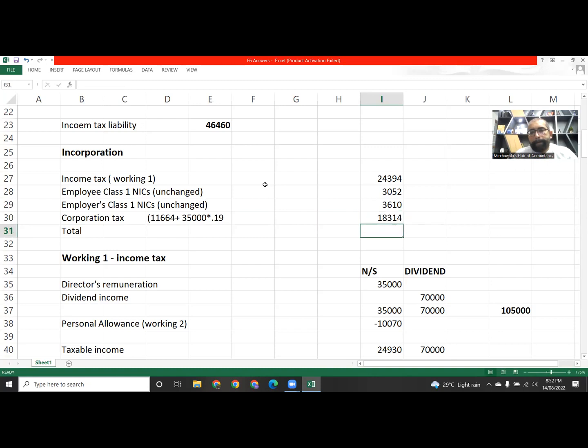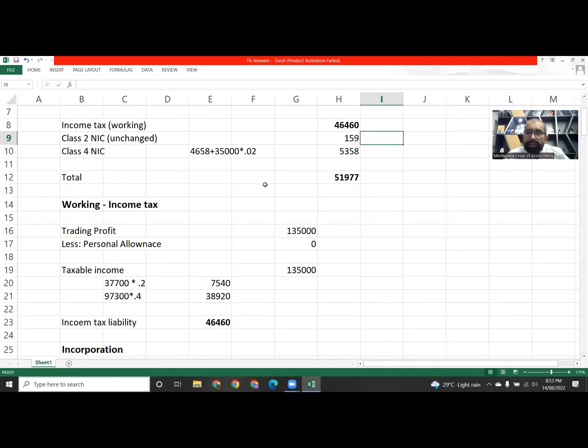Okay, now this is your second package. Let's total this second package. The number is going to be 49,370. 49,370 is the new number. Now we can compare the two revised packages. Using the incorporation, the total number is 49,370, and using the sole trader trading profit working, it's 51,977.